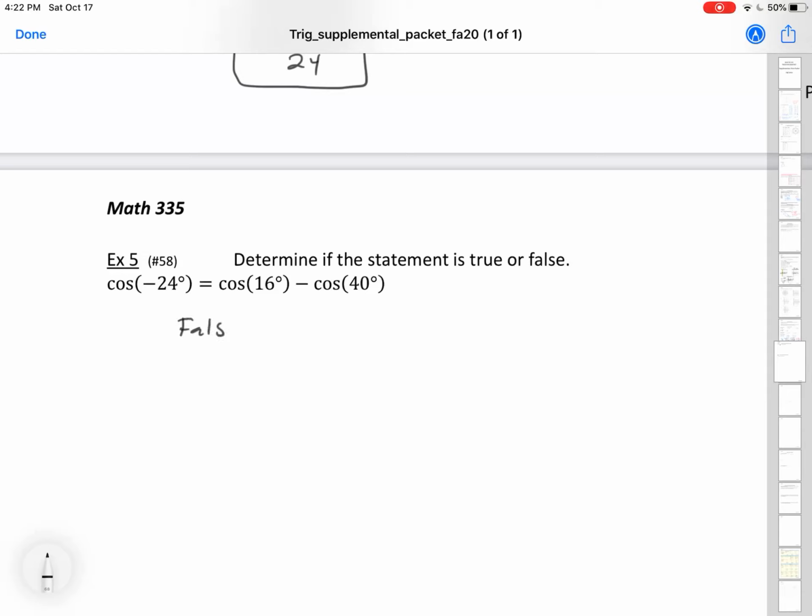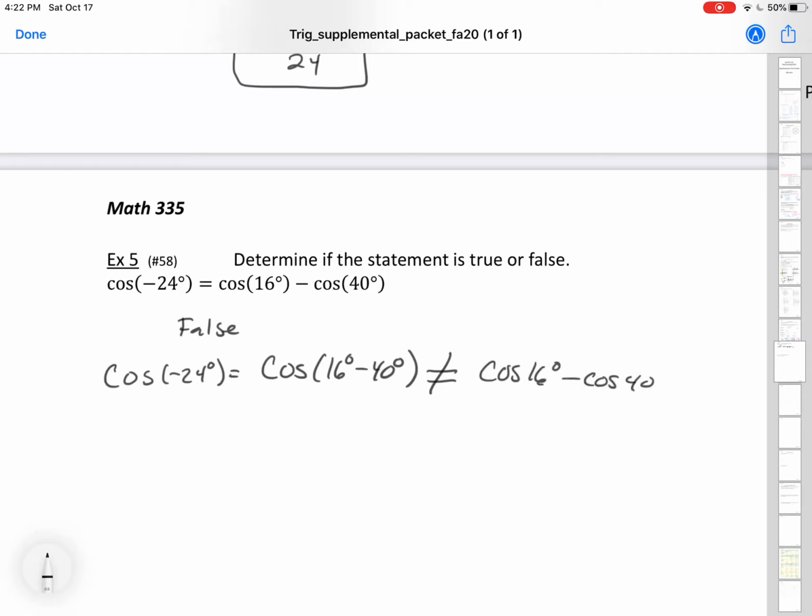It is false, and here's why we know it's false. Because if it was true, then cosine of negative 24 degrees, which is equal to the cosine of 16 degrees minus 40 degrees. Notice 16 minus 40 weren't arbitrarily picked. What's 16 minus 40? Negative 24. But we already know that this is absolutely not equal to the cosine of 16 degrees minus the cosine of 40 degrees. What it is equal to is cosine of 16 times cosine of 40 minus sine of 16 times sine of 40. Right, or plus. I said minus, but it should be plus. It's not equal to this, so it's absolutely false.